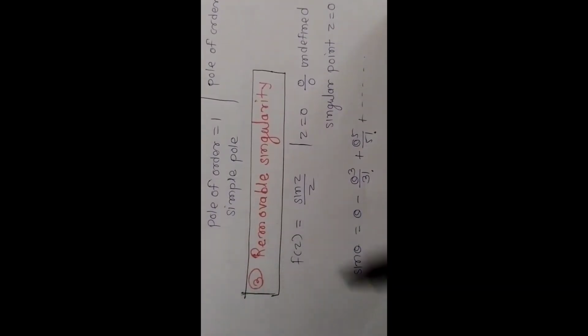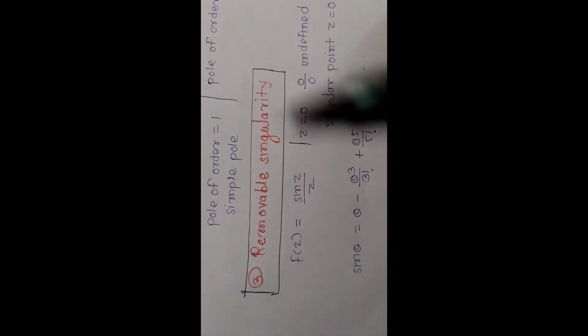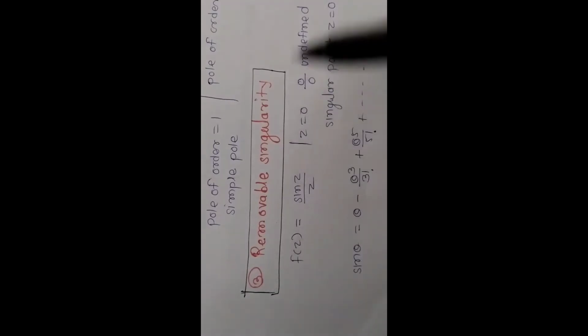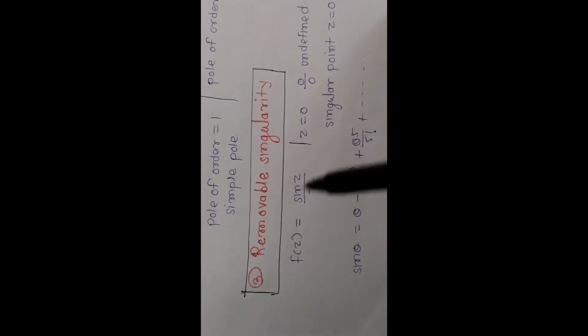Removable singularities, this is the third type of singularity. The first one is the essential singularity, then the pole of order n, and the third one is the removable singularity. Then f of z is equal to sin z by z. When z is equal to 0, that is 0 by 0, undefined. Any term divided by 0 is infinite, so there is a singular point at z equal to 0.